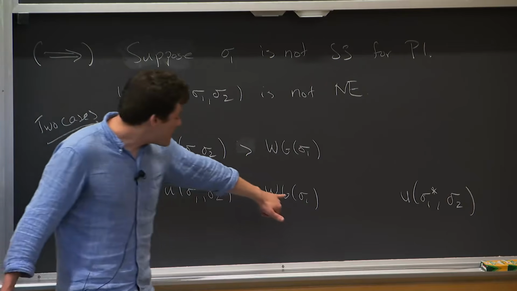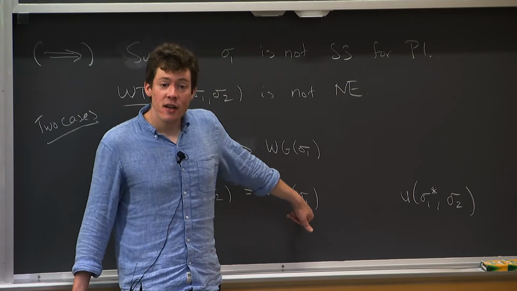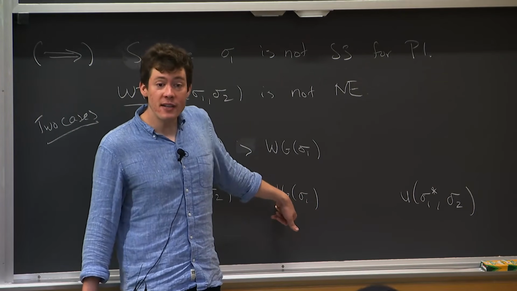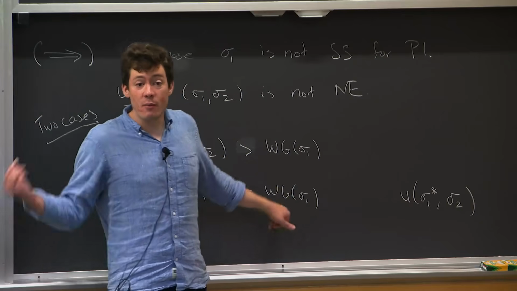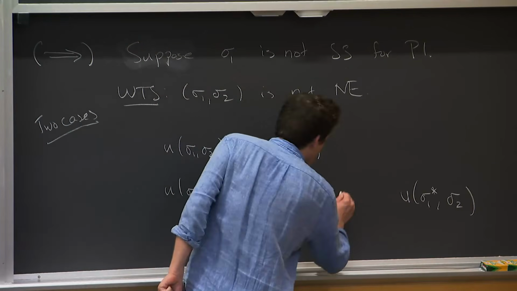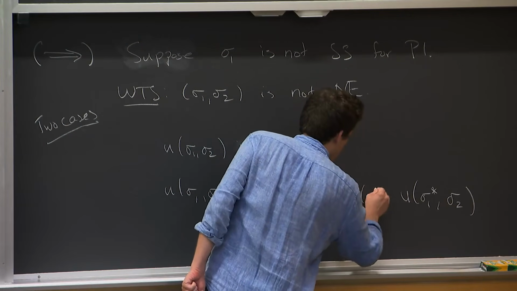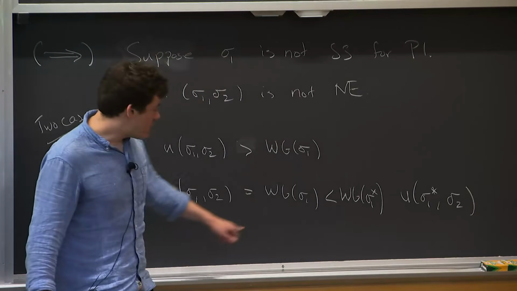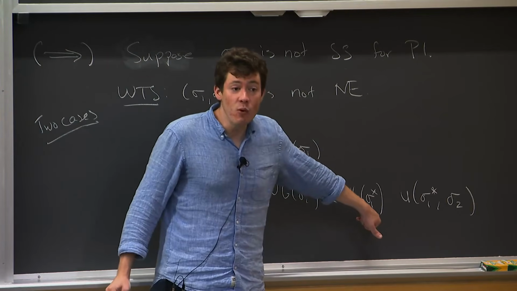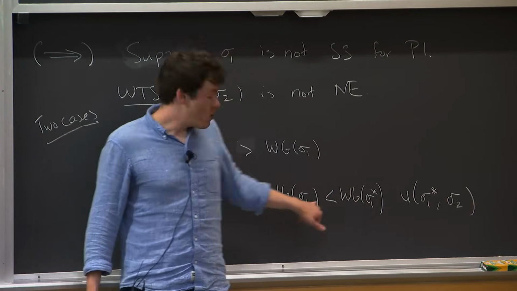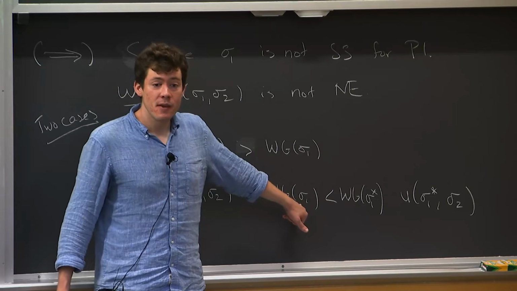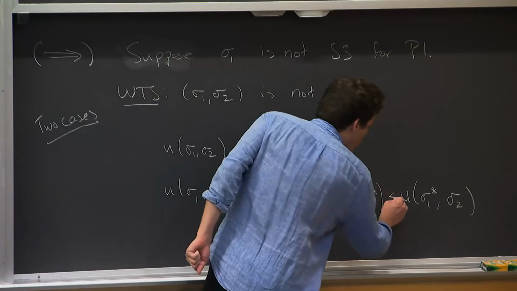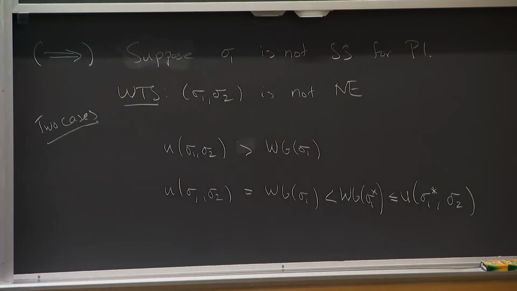Well, because sigma 1 is not a security strategy, the worst gain from sigma 1 is strictly worse than the worst gain from the security strategy. This is what it means to be a security strategy. It means sigma 1 star maximizes the worst gain, whereas sigma 1 does not. Now I'm almost done. Now I just need one more inequality here. How do we get this last inequality?